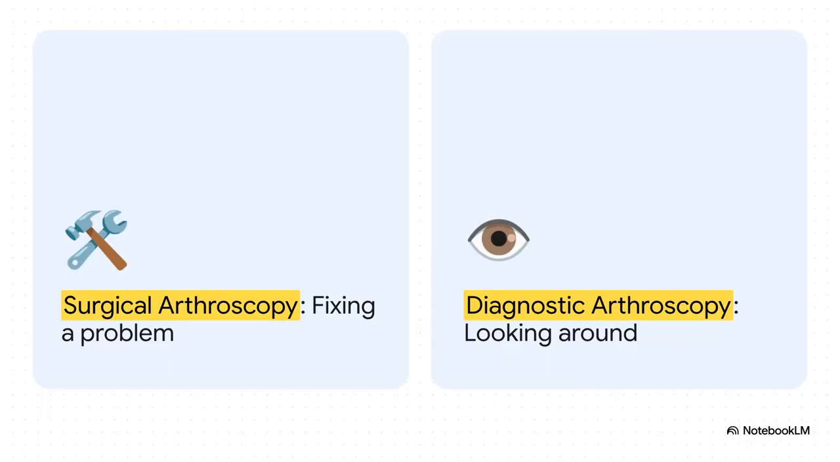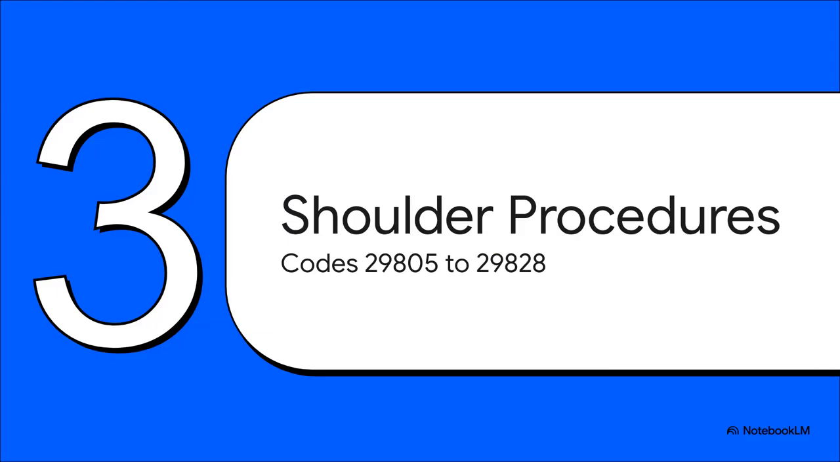So what's the critical difference between the two? Well, a diagnostic arthroscopy is when the surgeon puts the camera in just to look around, assess the damage, and figure out what's wrong. A surgical arthroscopy is when they actually insert tools and fix the problem they found. The golden rule means if a surgeon goes in diagnostically just to take a look, but then spots a tear and decides, hey, I'm going to fix this right now, you absolutely cannot bill a diagnostic code. That diagnostic looking around is completely bundled into the surgical fixing. You never, ever bill both for the same joint in the same surgical session. Make sense? Awesome. Let's jump into Section 3, shoulder procedures.